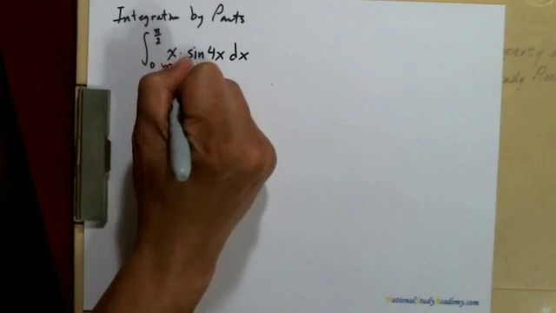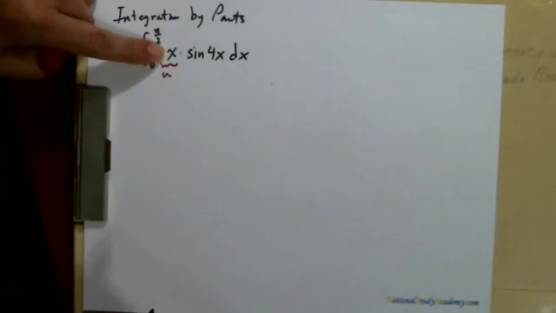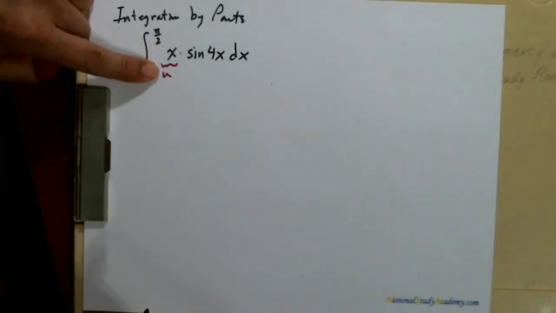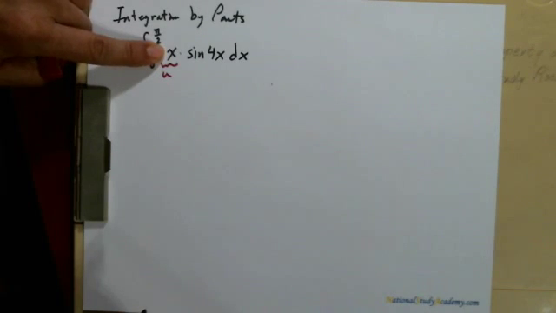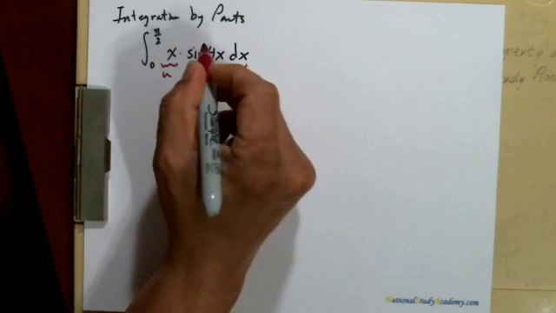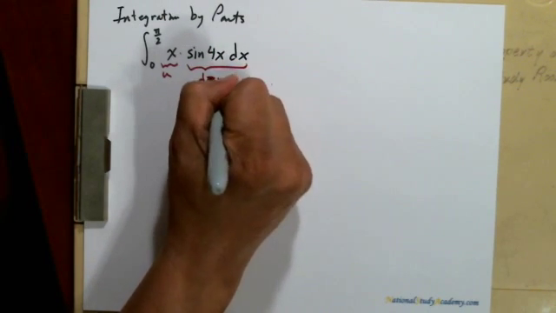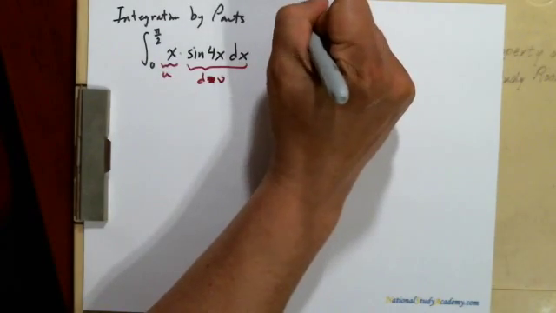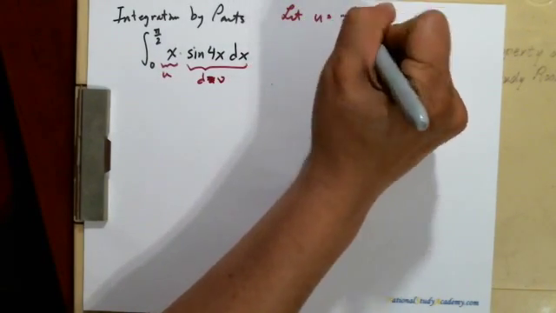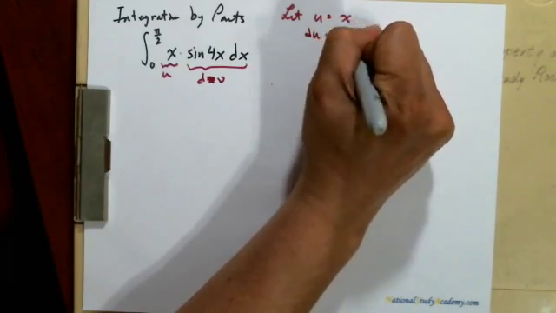We're probably going to let u equal this guy right over here, x. The reason I'm going to set u equal to x is because when I take the derivative of u, I just get 1 dx, so it's a lot easier to work with. And of course, this is probably going to be my dv. So we're going to let u equal x. We differentiate that, so du equals just dx.